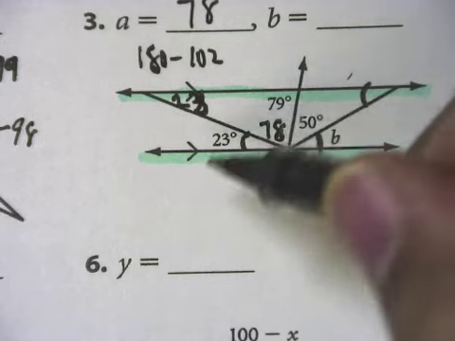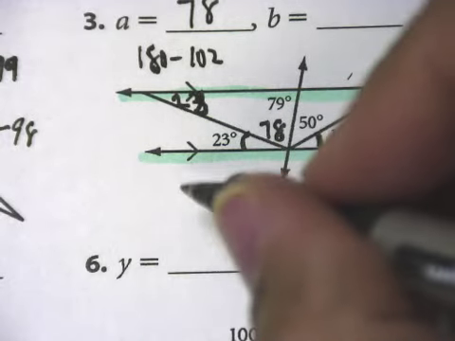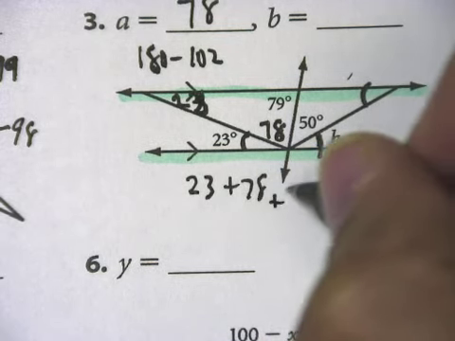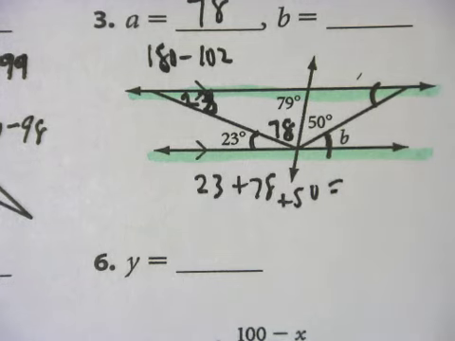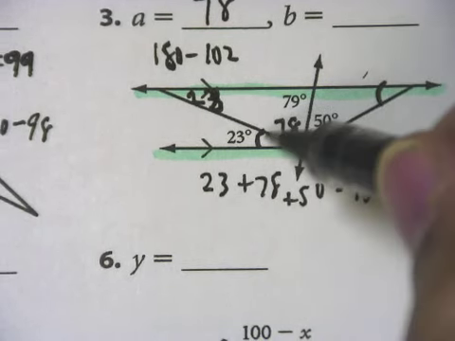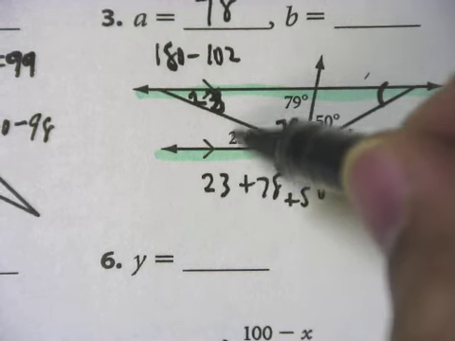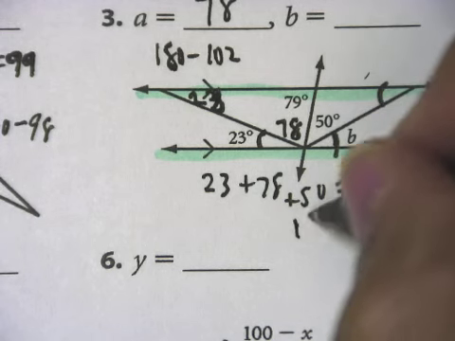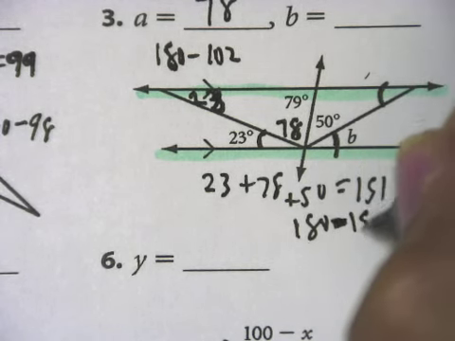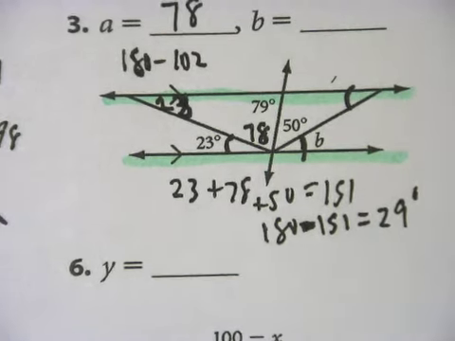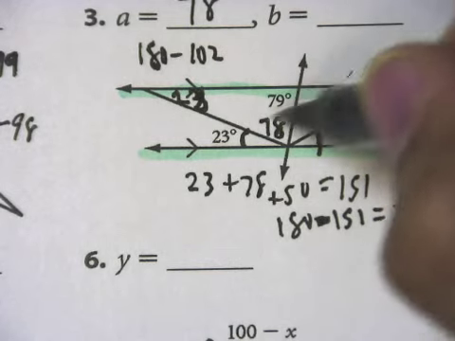And if I add all these angles together, they should add up to how much? 180 degrees. Well, let's take a look here. 23 plus 78 plus 50 is equal to 151. So if I add up all these angles together here, notice the straight line here, they should all add up to 151. And if I subtract 180 minus 151, that's going to give me 29 degrees.